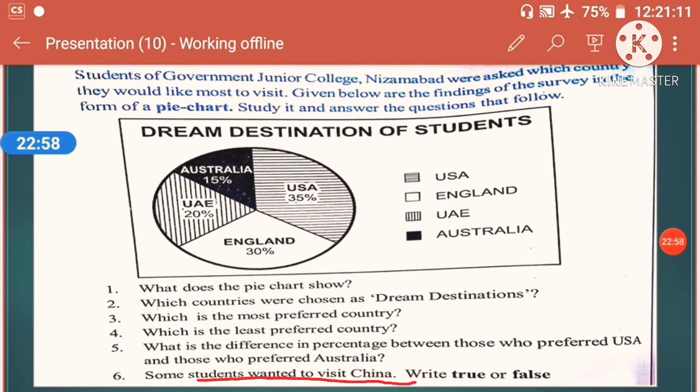Now let's see the sixth question. Some students wanted to visit China. Right, true or false? So my dear children, there is nothing about China. That is why, what shall we write? There is nothing about China in the given pie chart. So it will be the false answer. So you have to answer it as false.